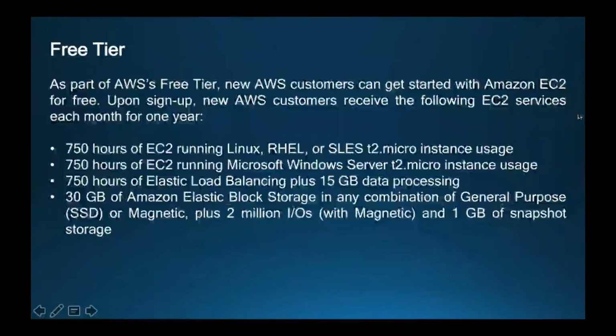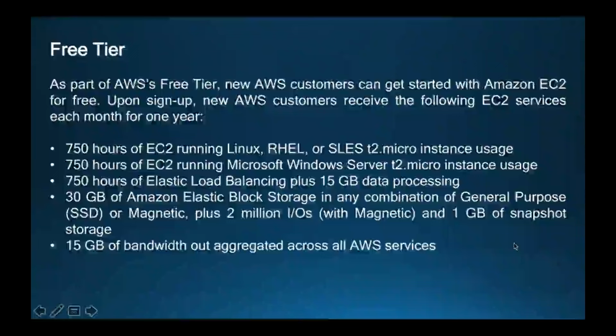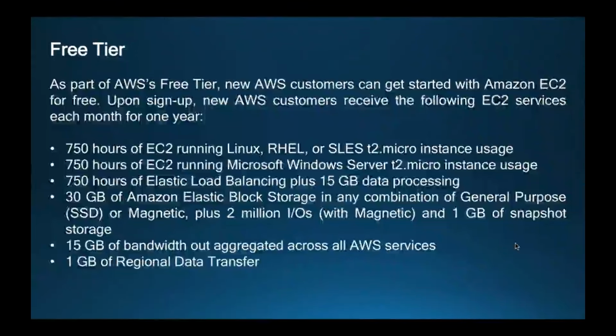Once you move forward, you will get to know what exactly we're talking about. You get 15 GB of bandwidth out aggregated across all AWS services, and 1 GB of regional data transfer, which means you can transfer 1 GB of data from one region to another. Now these are a few important free tier limitations. There are many, but these are the main ones that you should be concerned about at this point. As I move forward, I'll let you know the free tier limit for each and every service that we will be discussing going forward.